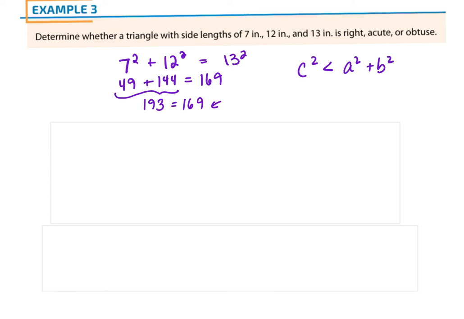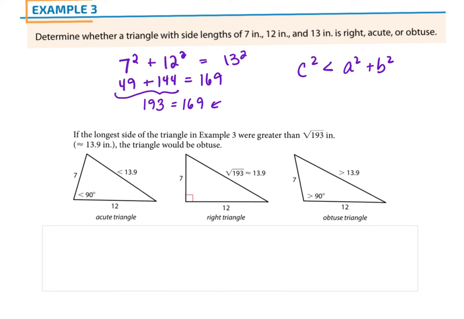So if you look at the options here. All right. Right here, these two add up to approximately 13.9. That's the square root of 193. All right. If it's less than 90, this is going to be less than the 13.9. It's going to cause this side to be shorter. If this were bigger than 90, it would cause this side to be longer than the right angle. So a right angle side is exactly the square root of 193, or 13.9. All right, that would be a perfect right triangle.